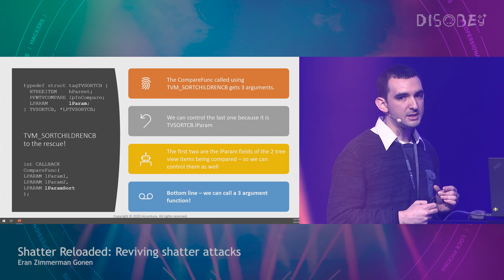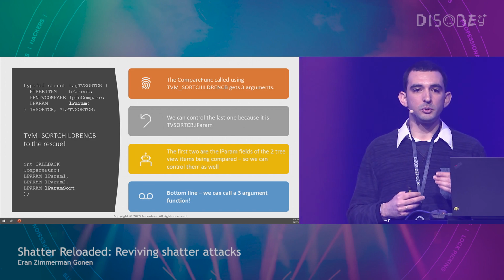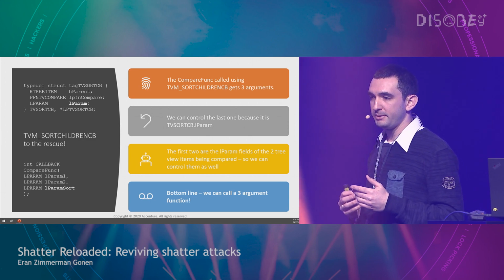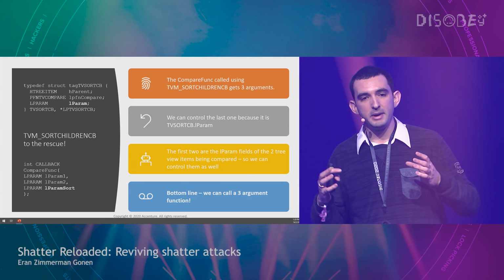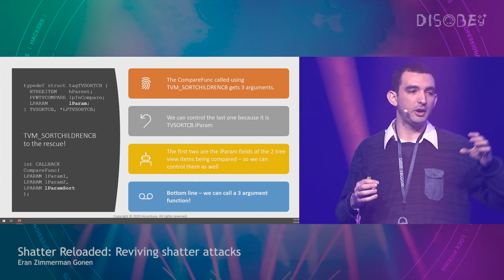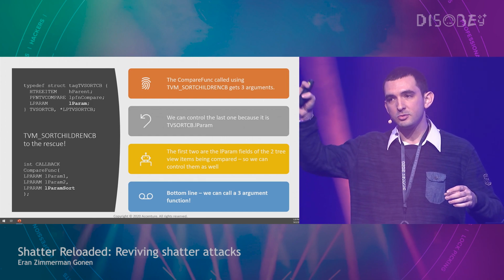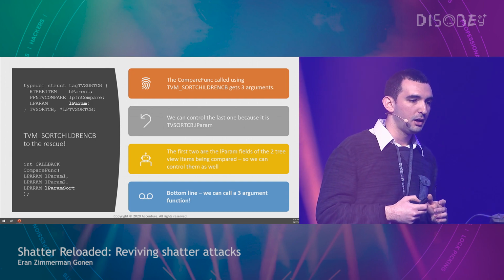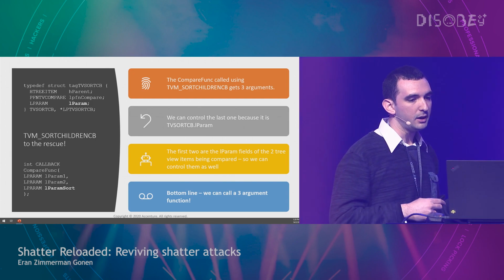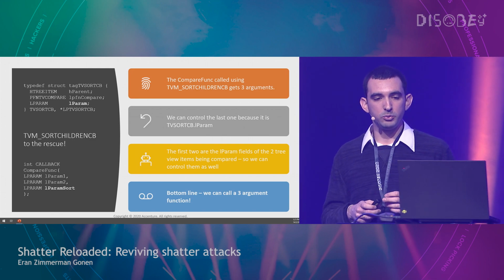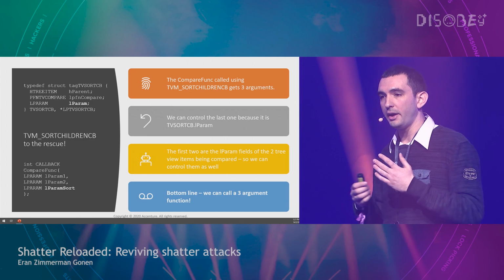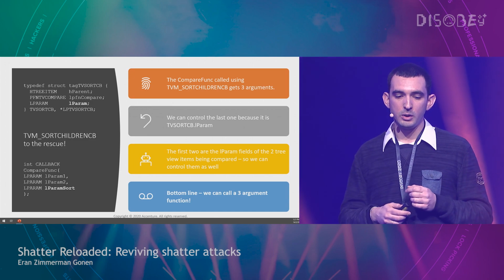The only small problem is we don't know the order in which Windows will decide to compare the elements. So maybe if we have two elements, this will be the one called for lParam1 and this for lParam2, or maybe this one will be for lParam1 and this one for lParam2. But we'll soon see why we don't really care about the order between the first two elements. So bottom line is we can call any three-argument function that we want.